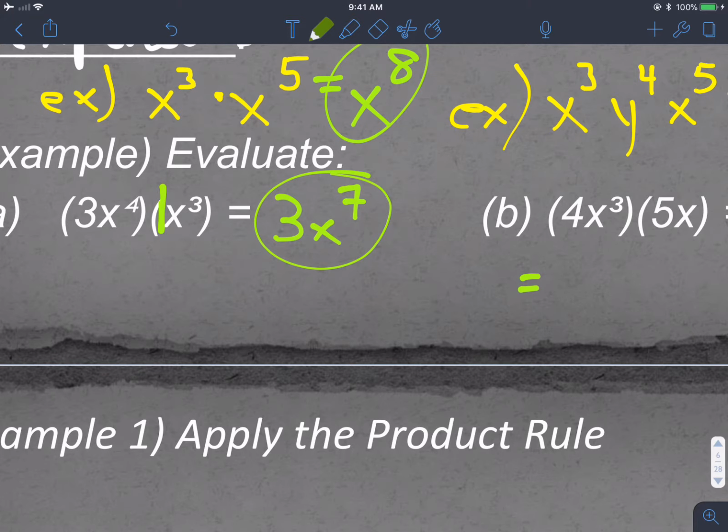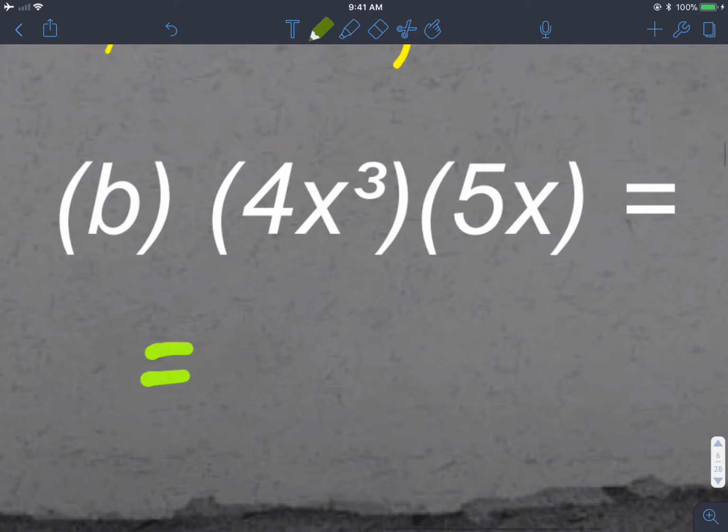Which leads me to the next one. How about 4x to the third times 5x? 20x to the fourth. Because there's a hidden 1. So you say to yourself 3 plus 1, right?